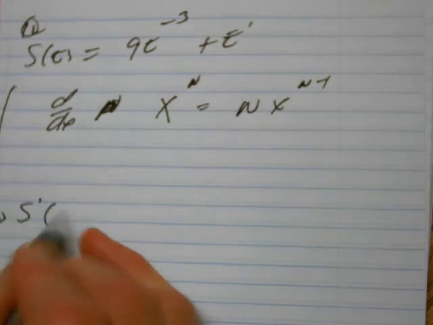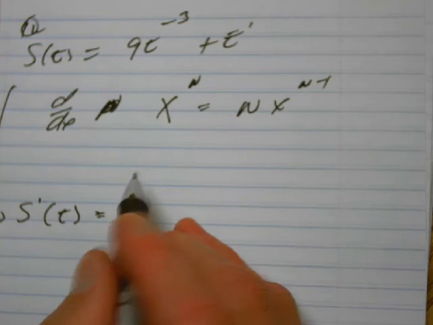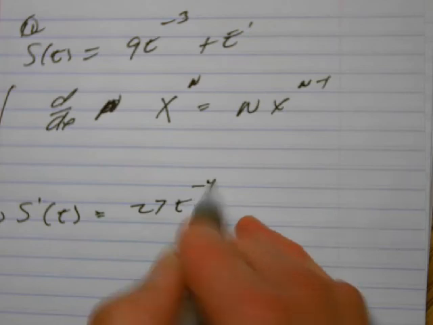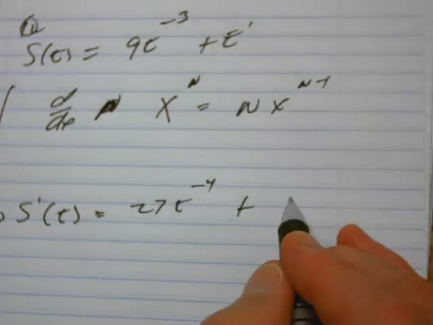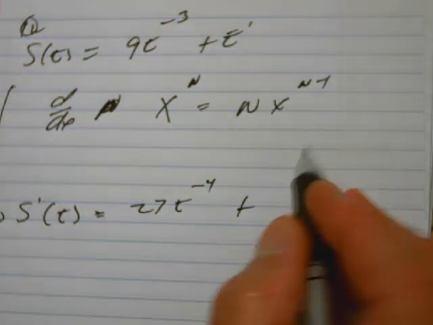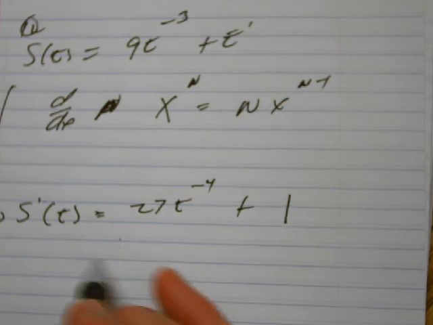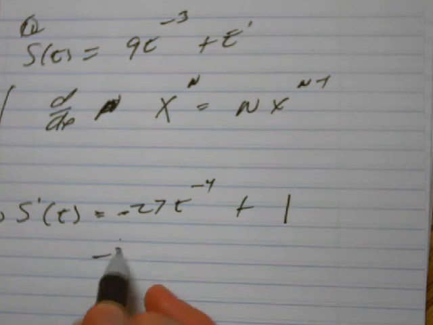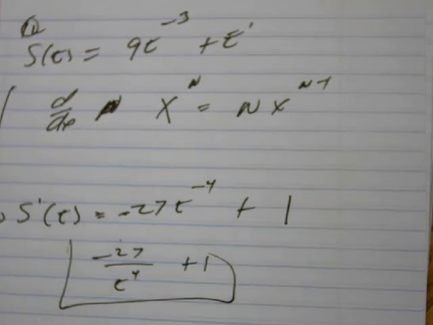f prime at t would be equal to a negative 3 times 9, which is a negative 27. t to subtract 1 from negative 3 gives me a minus 4, plus 1 coming in front giving me t to the 0, which is just plain old 1. So this with the positive exponent will give me a negative 27 over t to the 4th plus 1. And that should work out good for that problem.